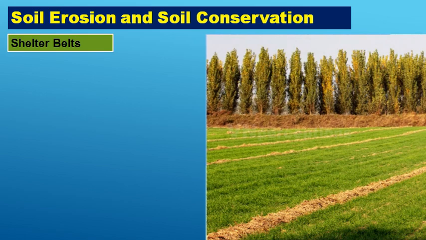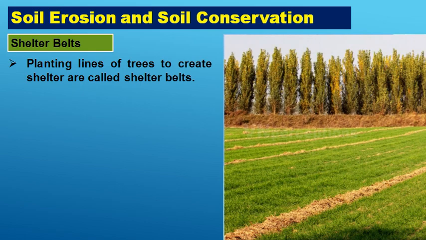Now the next one is shelter belts. Planting lines of trees to create a shelter is what is referred to as shelter belts. Whenever a farmer has an agricultural piece of land, to prevent soil erosion, along the border of this agricultural land he will plant trees once he understands the pattern of the wind. Now these trees work like a shelter and reduce the velocity of the wind, and thereby prevent soil erosion.